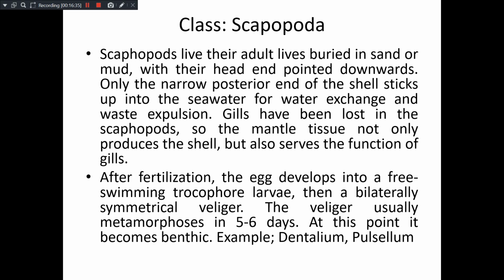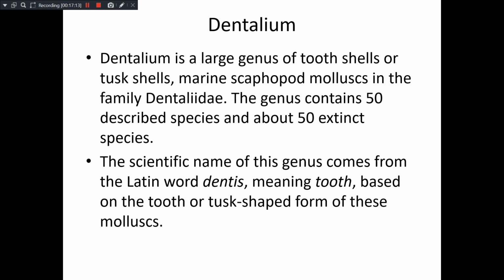After fertilization, which is external, eggs develop into free-swimming trochophore larvae. Then the trochophore larva metamorphoses into a bilaterally symmetrical veliger larva. Within 5 to 6 days, the veliger metamorphoses. At this point, it becomes benthic, usually settles at the bottom and spends most of its adulthood there only. A good example is Dentalium pulsellum. I have taken the example of Dentalium because it is most common in this region also.